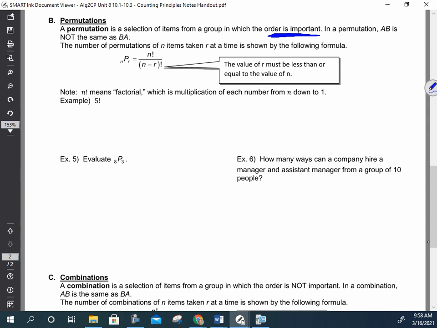So you have n pick p. This is known as n pick r. So n is the number of values you have. What do you have to choose from? The r is what do you want. So n is how many you have. R is how many you want.